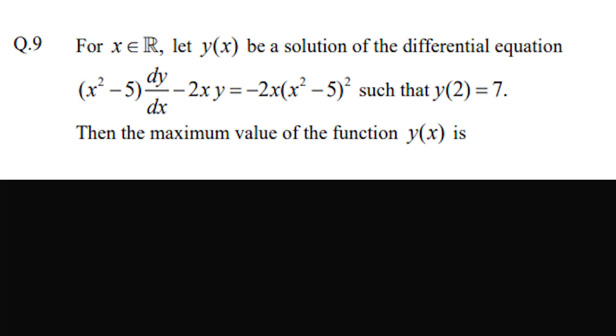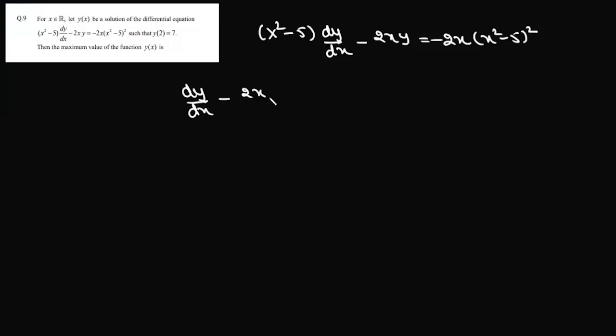Now here the question is, let yx be the solution of this differential equation and such that y2 is 7, then find the maximum value of this function yx. Now we are given that x square minus 5 dy by dx minus 2xy is minus 2x into x square minus 5 whole square. Now what we'll do is we'll divide everything with x square minus 5. So it'll be this dy by dx and then minus 2x upon x square minus 5 y, and here it will be minus 2x into x square minus 5.